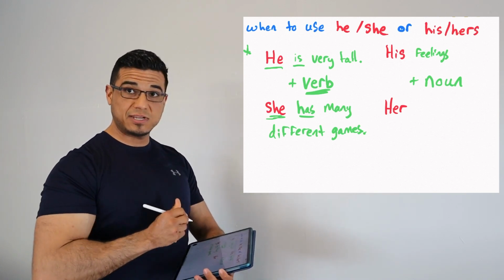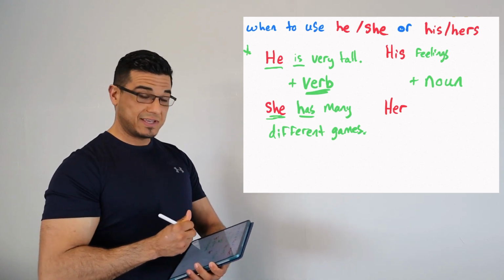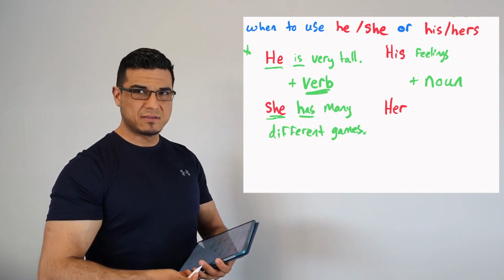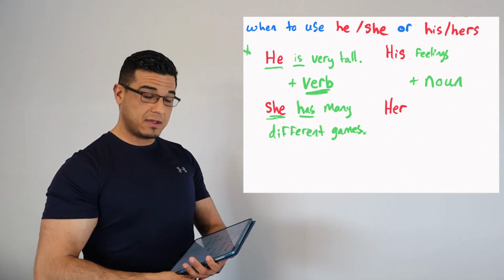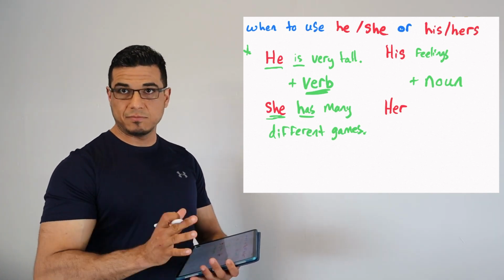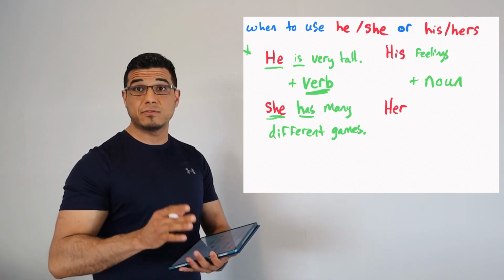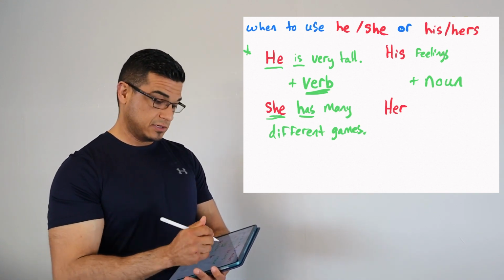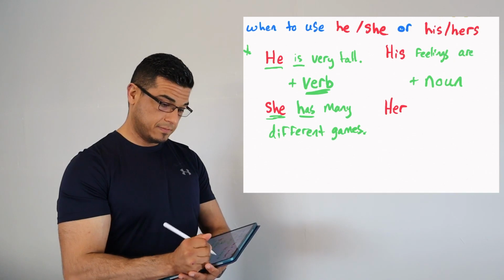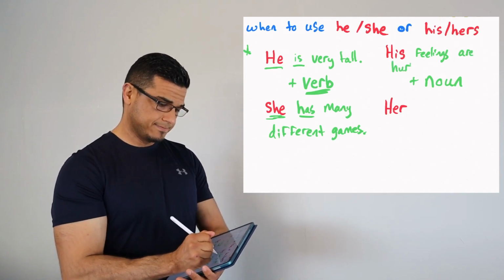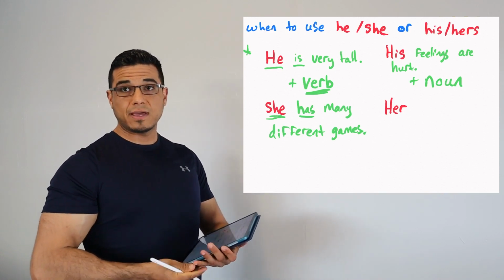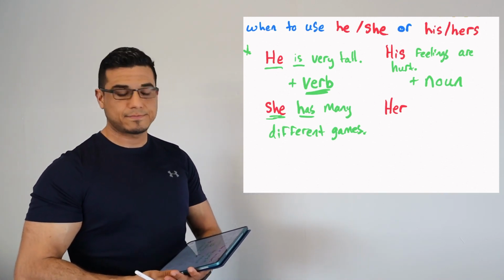So I've got the subject, his, I've got the noun, which are his feelings, but it's an incomplete sentence. So I've got subject, got a noun, but there's no real predicate to complete this sentence. So let's go ahead and follow this with a verb. So his feelings are, let's say, hurt. Poor guy. I don't know what happened to him, but his feelings are hurt.